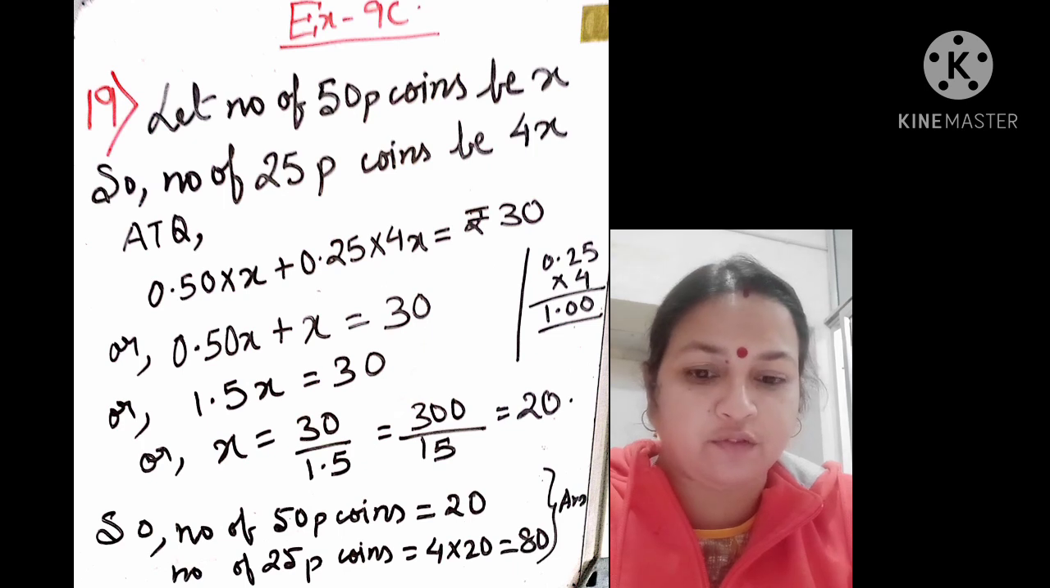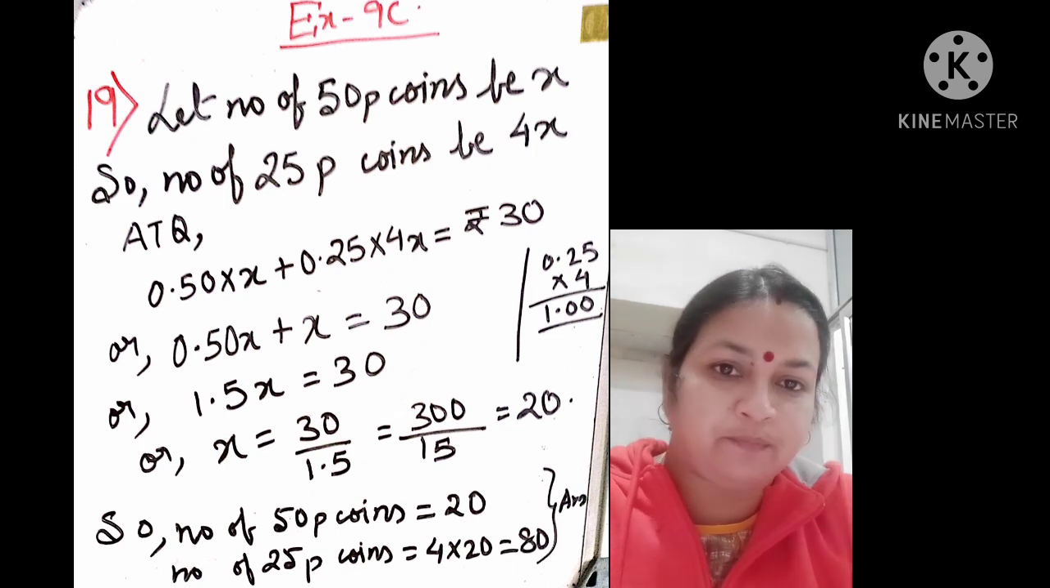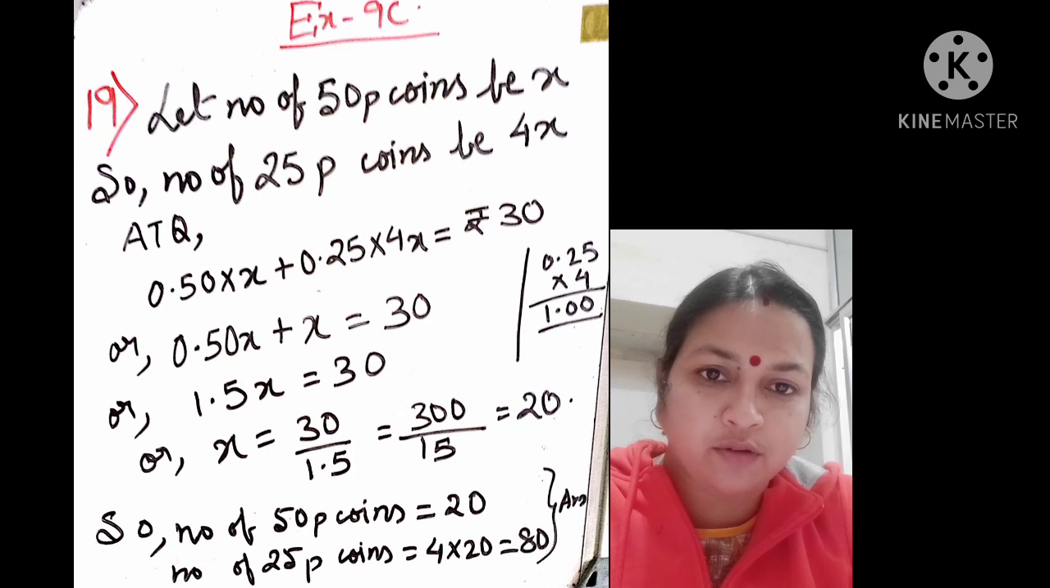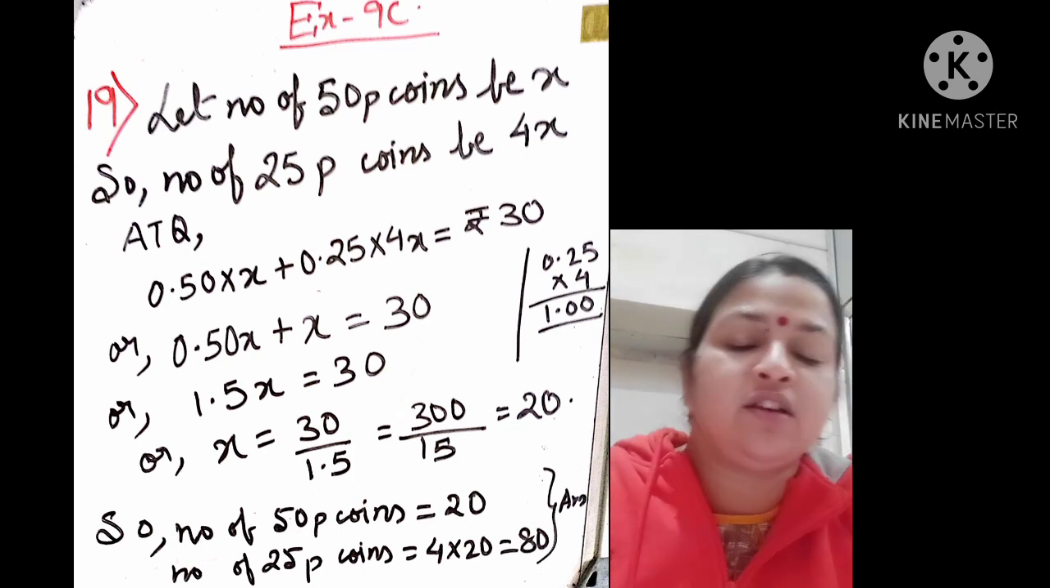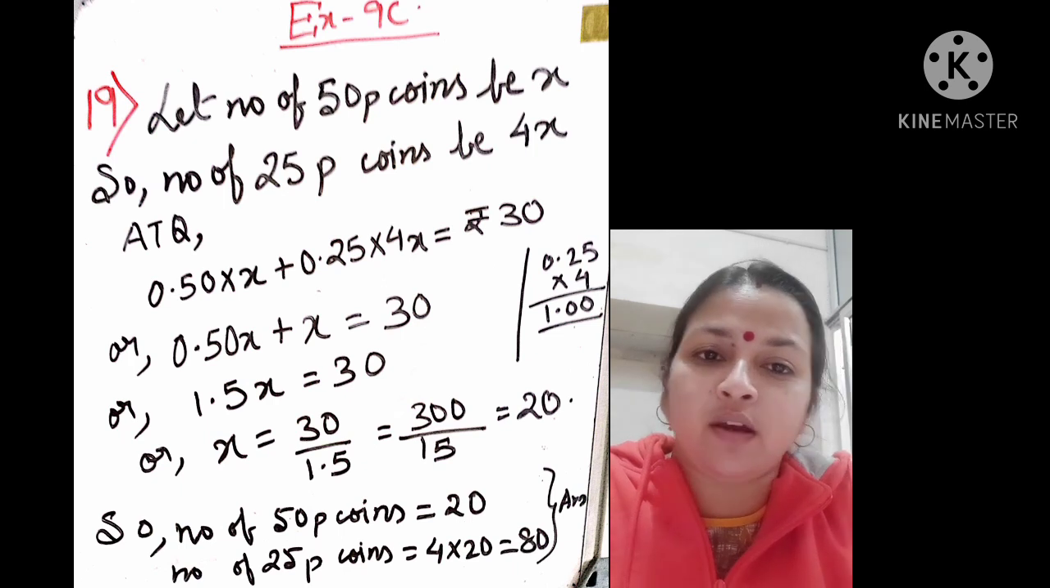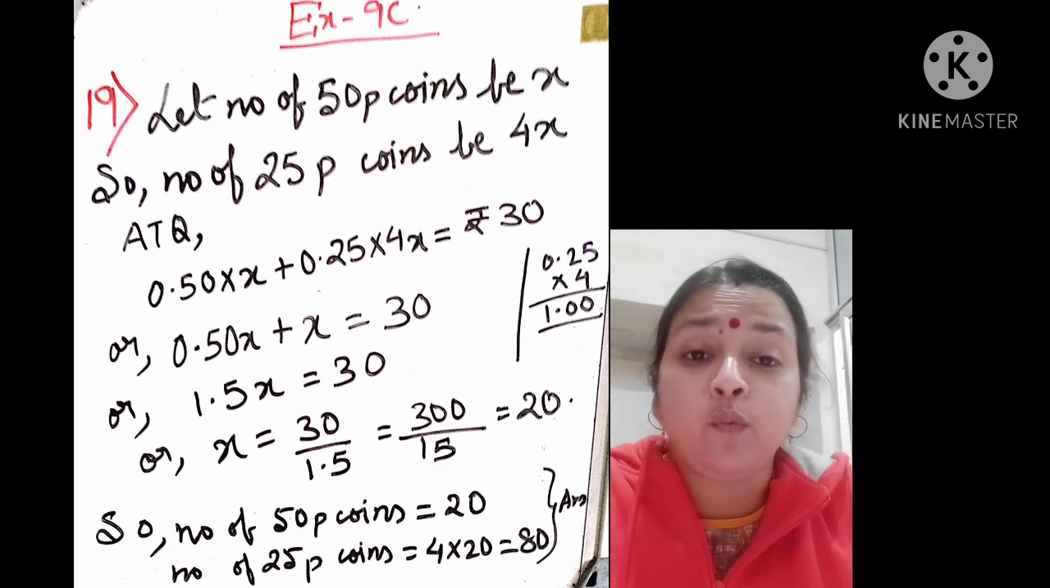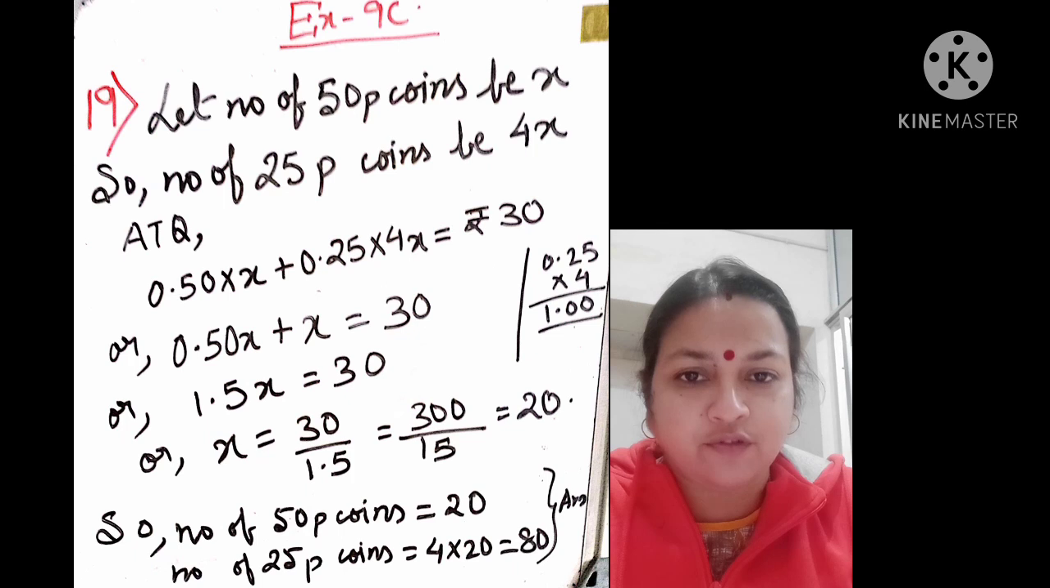Okay, so be careful. So which is less? The number of 50 paise coins is less. So let the number of 50 paise coins be x. So the number of 25 paise coins will be 4x. Now we know the total amount of money, which is rupees 30.